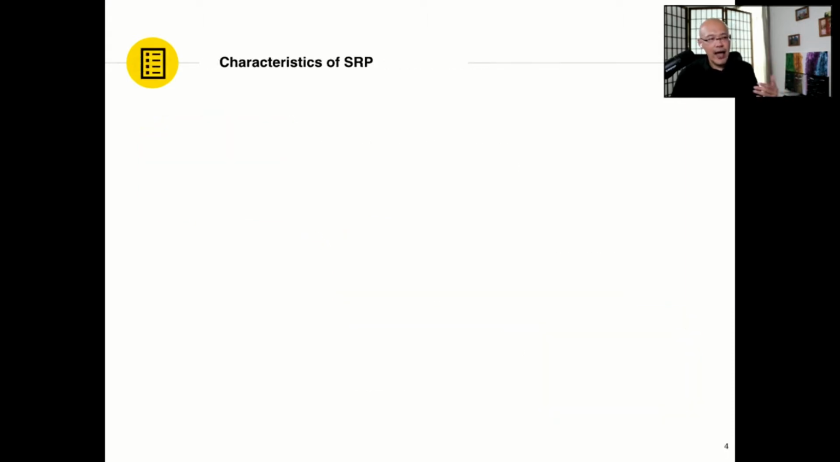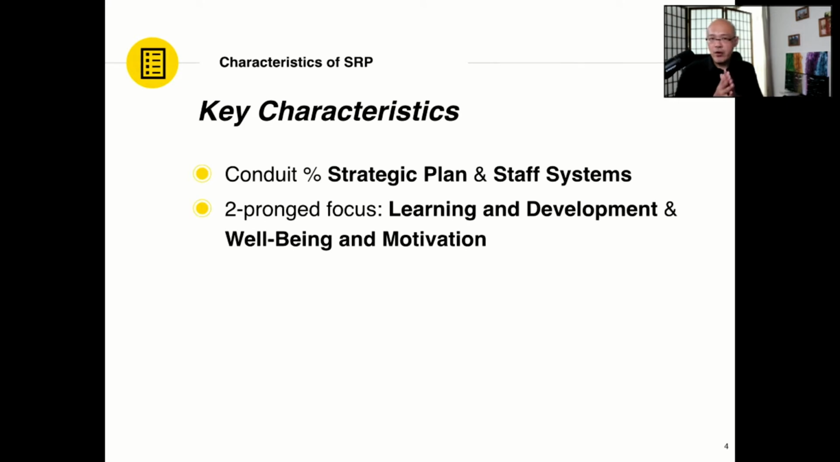Now let's take a look at characteristic number two. In a good staff resource plan, you must always have two prongs. What I mean by two prongs here is essentially as follows. Imagine if your staff resource plan is only focused on equipping your teachers with the necessary skill sets to be able to perform effectively in the classroom, and that's all you are concerned with. What that is saying is, I just want you to be able to do your job, but I really do not care about your well-being.